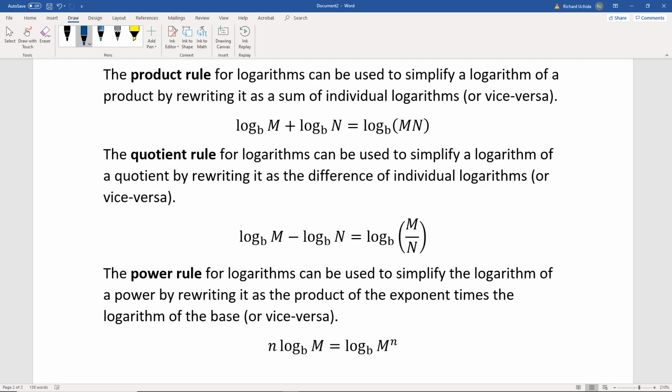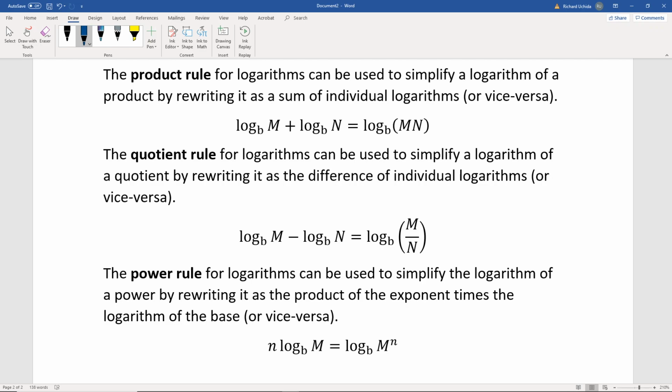Now there is a quotient rule for logarithms, which can be used to simplify a logarithm of a quotient by rewriting it as the difference of individual logarithms, or again vice versa. So if we had log base b of m minus log base b of n, that's equal to log base b of m over n. So that'll be useful, again, when we're solving these logarithmic equations.